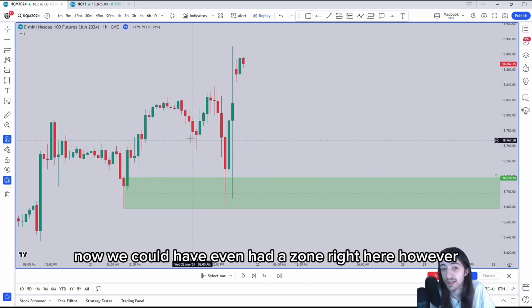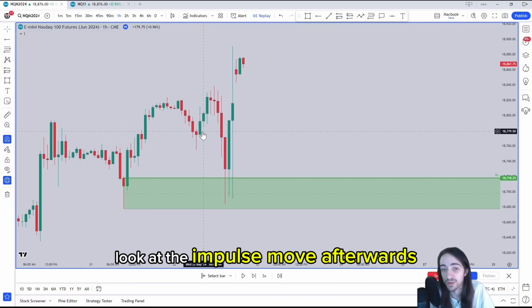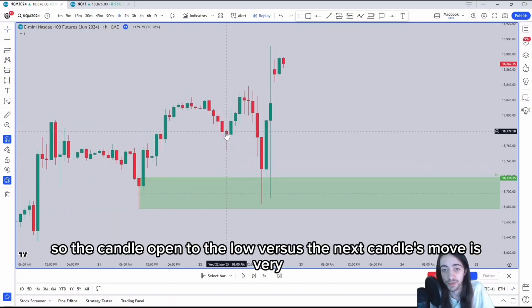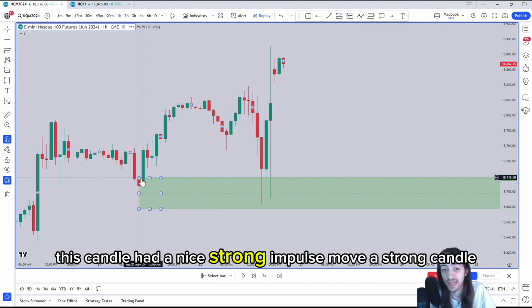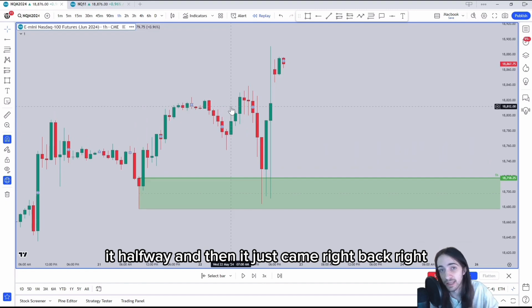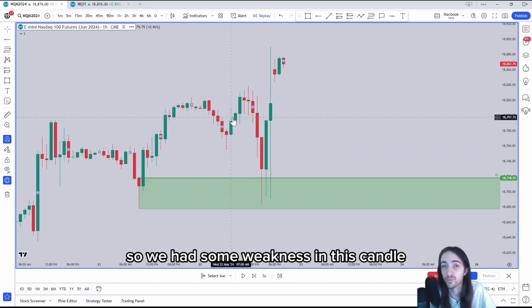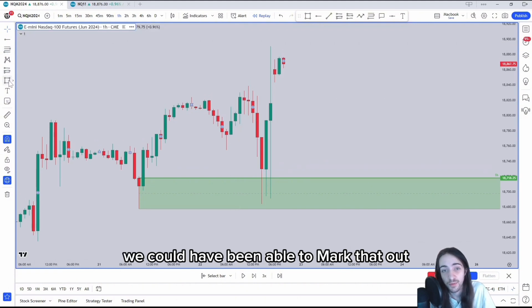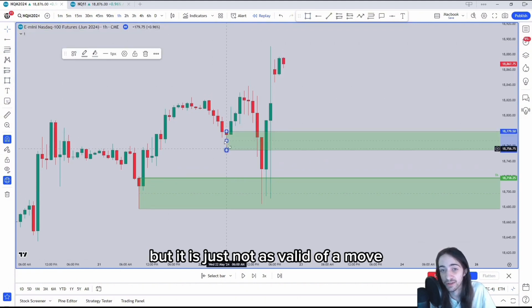Now we could have even had a zone right here. However, look at the impulse move afterwards. It seemed pretty weak considering how the previous candle was. So the candle opened to the low versus the next candle's move is very, very important. This candle had a nice strong impulse move, a strong candle. This candle was very weak. It went halfway and then it just came right back, right? So we had some weakness in this candle. It came back. We did have the move higher. We could have marked that out, but it is just not as valid of a move.